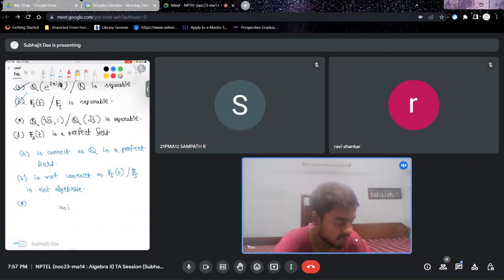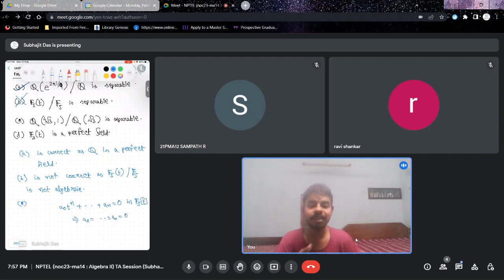If T satisfies a polynomial over F5, let's say a0 t to the power n plus ... plus an is equal to 0, this is in F5[t], right? This will imply that all the coefficients have to be 0, and that would mean that t is not algebraic. So t cannot satisfy a non-zero polynomial over F5, which is why it is not algebraic over F5. Okay.